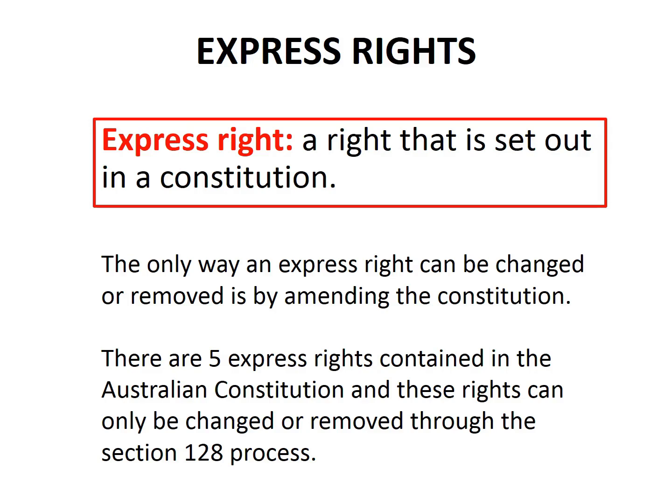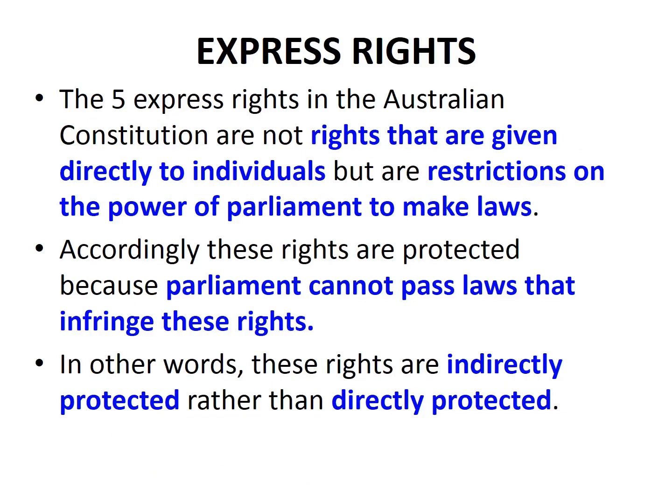Because of the double majority requirement, it's very difficult to amend our Constitution, and therefore it's very difficult to amend or take away these 5 express rights. Now, unlike countries such as the United States of America, South Africa, and Canada, the 5 express rights in our Constitution are not rights that are given directly to individuals.